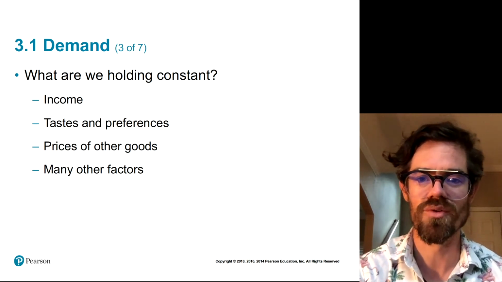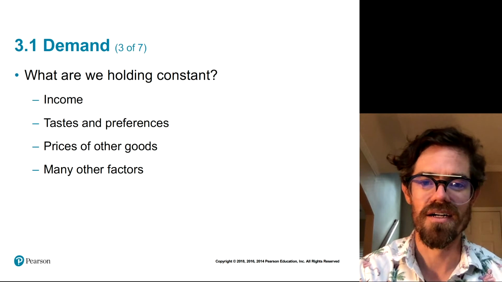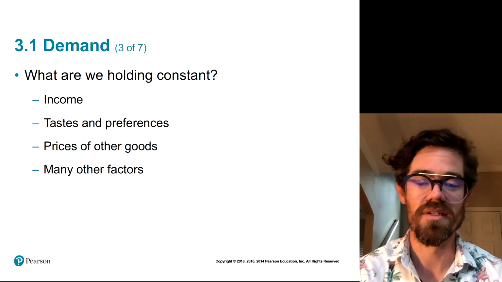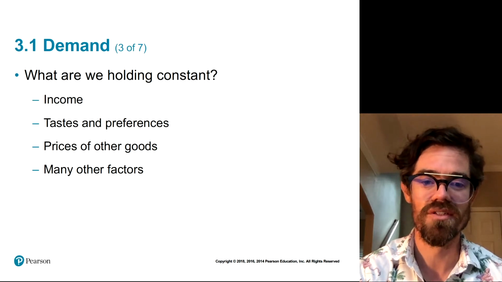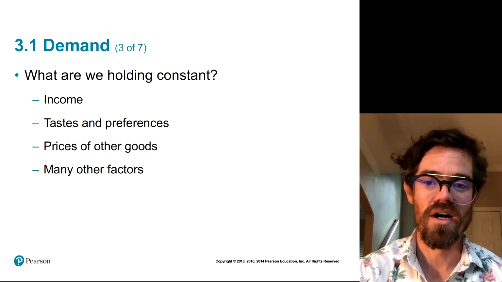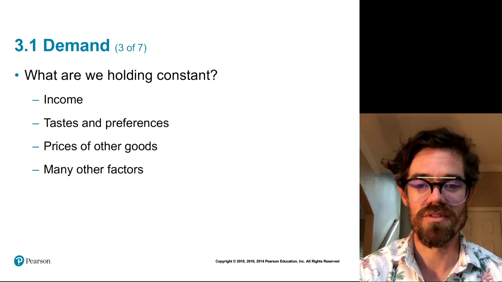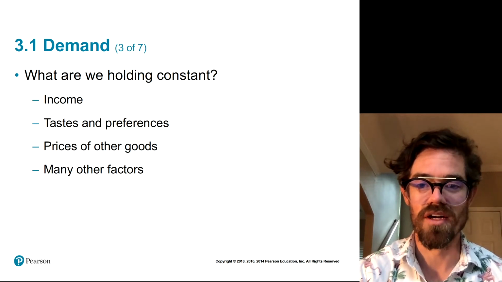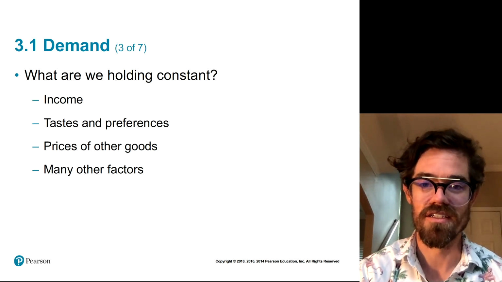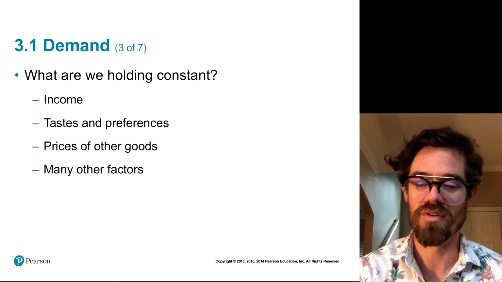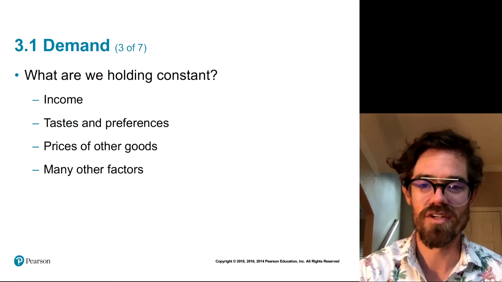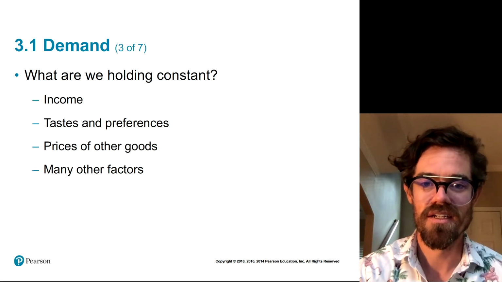So something else we're holding constant are people's tastes and preferences. We're assuming that people's tastes and preferences aren't changing. So while price is going down, for example, people's preference for a good is not simultaneously going down, right? They don't start to dislike it. We're assuming that people's preferences are staying the same while price changes. Okay, so tastes and preferences are being held constant.